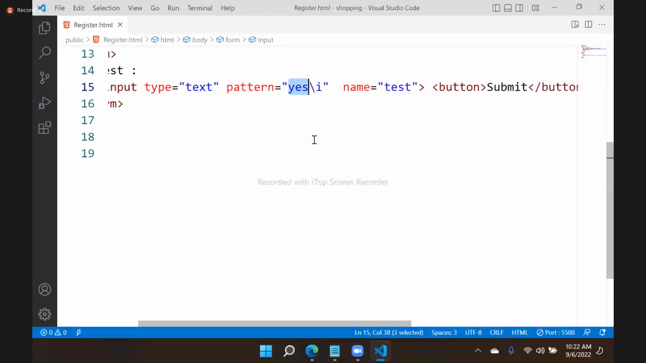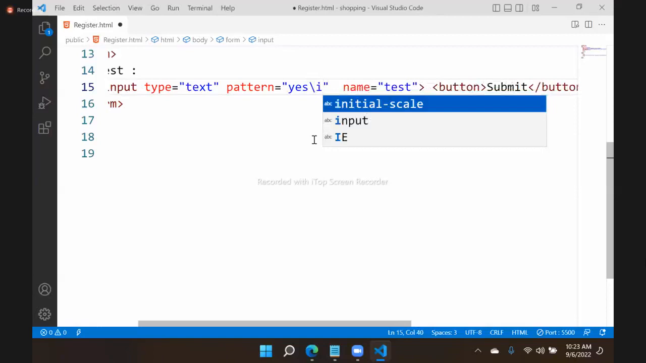Initially, you can do it like this, /i. If I don't do this, then what will it do? It will not allow other cases. It will allow only the case you mentioned here. If we want to ignore the case, then we have to add /i.